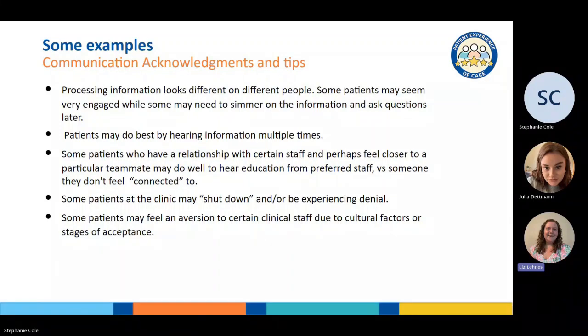Some patients may be experiencing denial or may appear to be shut down. And some patients may also feel an aversion to certain clinical staff, cultural factors, or different stages in where they are with their acceptance of kidney disease.